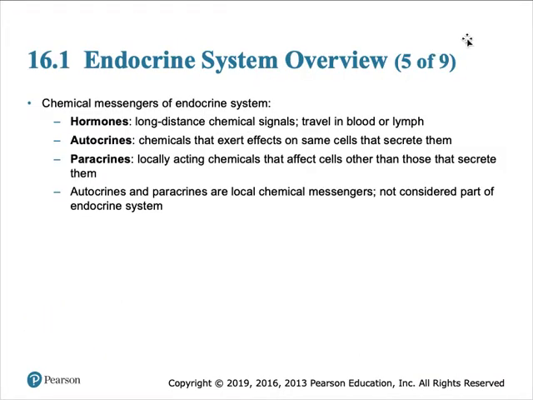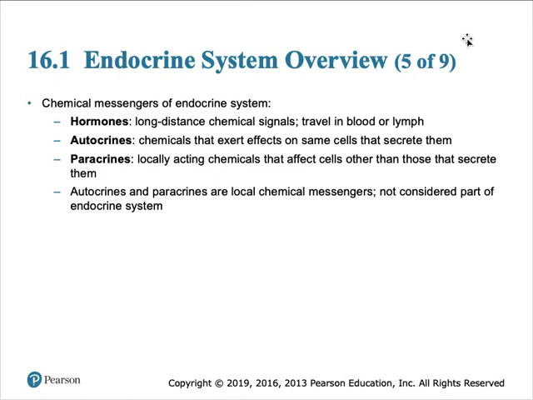So chemical messengers of the endocrine system, we already mentioned hormones, okay? But we also have a few other terms that I want to make sure you understand the difference between. They're very similar, but it simply has to do with where these different chemicals interact, where they're produced, and how close by they affect target cells. So the different chemical messengers within the endocrine system include hormones, autocrines, and paracrines. A hormone is simply a chemical that goes over a long distance. So think it travels through the bloodstream or the lymphatic fluid.